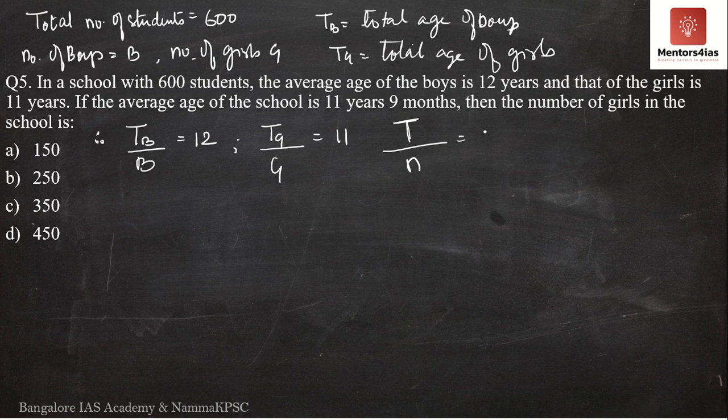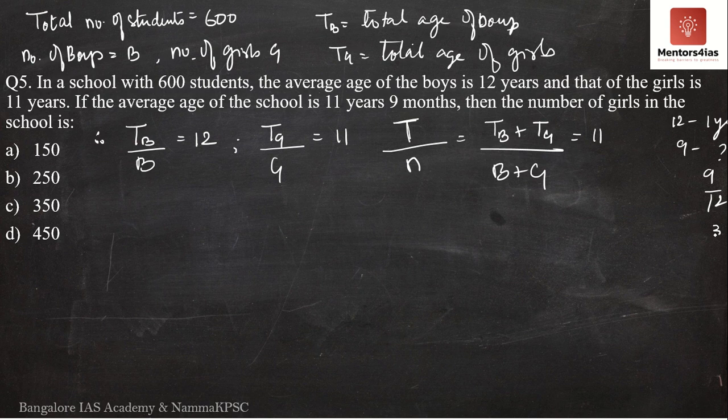So, this T is nothing but TB plus TG, divided by the total number of students, which is 600, which is also equal to B plus G. Now, this is equal to 11 years and 9 months. Now, how can we represent 9 months? See, 12 months is 1 year. Therefore, 9 months is how many years? Nothing but 9 by 12 or 3 by 4. So, I am going to say it is equal to 11 years plus 3 by 4 years. So, these are the relations that we have over here.